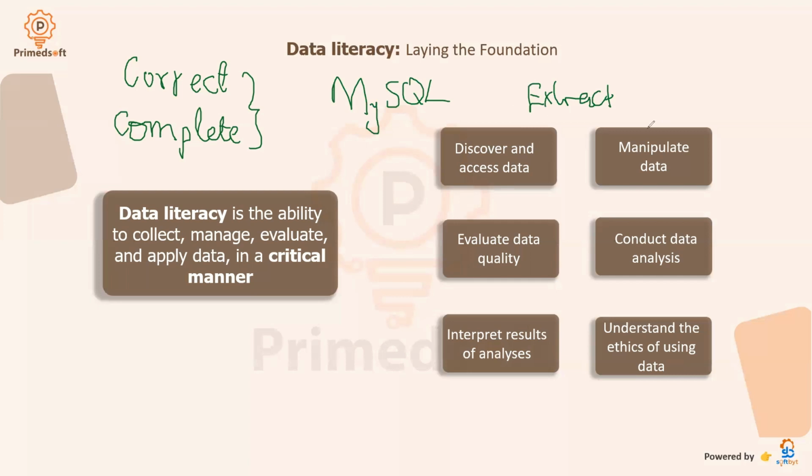So the next thing is you need to manipulate your data. As a data literate professional, as one who has the right kind of literacy or know-how, you need to know how to manipulate your data. Someone some time ago said the word manipulate is negative.